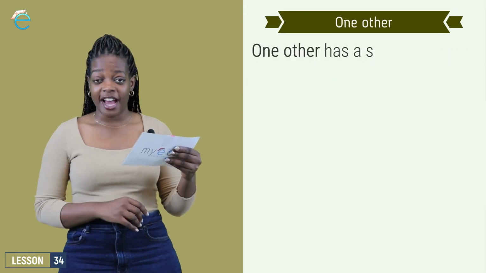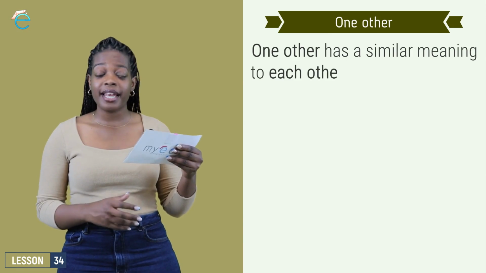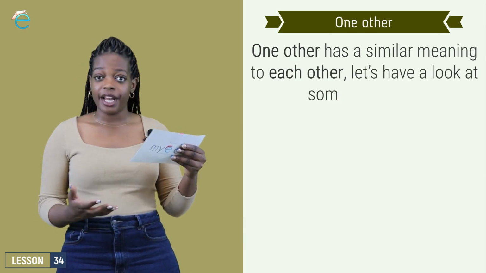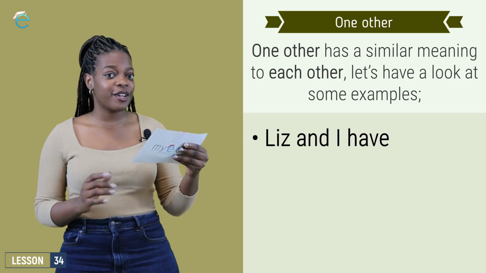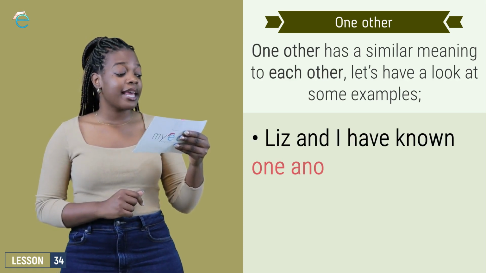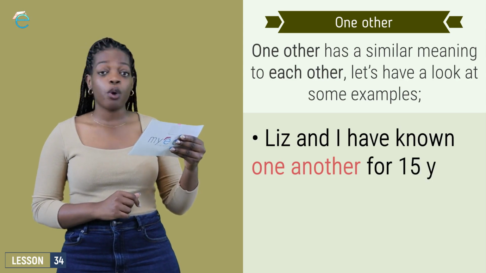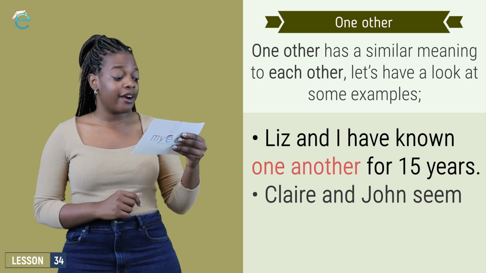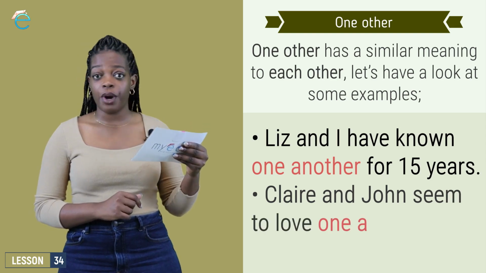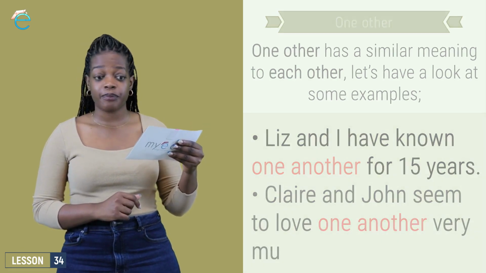The next structure we have with other is one another. One another has a very similar meaning to each other. Let's have a look at some examples. Liz and I have known one another for 15 years. Claire and John seem to love one another very much.